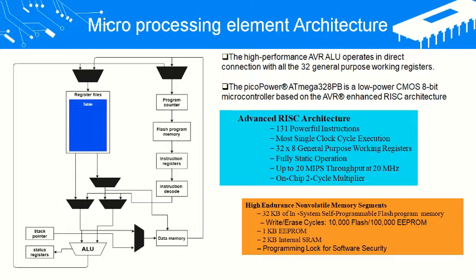Here in the figure we can see the fast access register file containing 32 x 8-bit general purpose working registers with a single clock cycle access time. This allows single clock cycle ALU operation, and here you will get the final output. In a typical ALU operation, two operands are output from the register file, the operation is executed, and the result is stored back in the register file in one clock cycle.